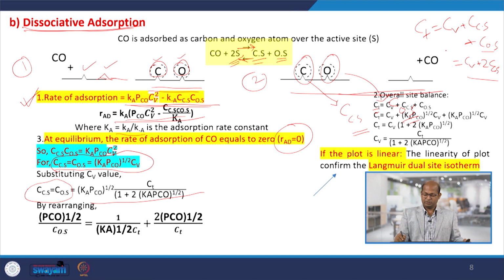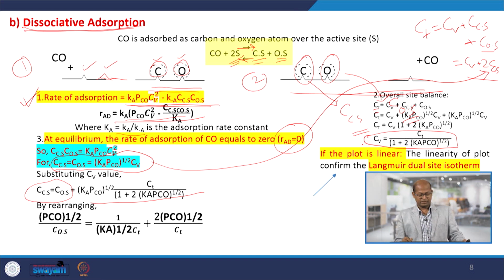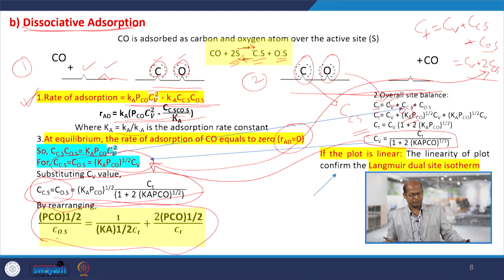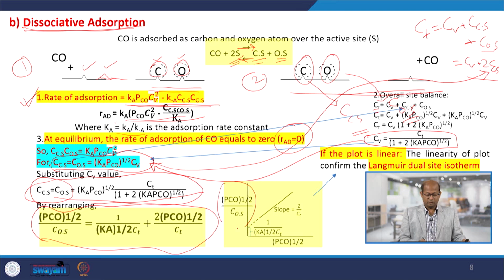Now, if we substitute this C_CS value, or C_OS value, here and rearrange, then we can get this. Okay. This C_V we can substitute similarly as we did in the last case. Then we can get these equations, and these equations we can rearrange and express this way. Okay. For dissociative adsorption, if we then plot the partial pressure of CO to the power half divided by the surface oxygen concentration, this way, against the partial pressure of CO to the power half.